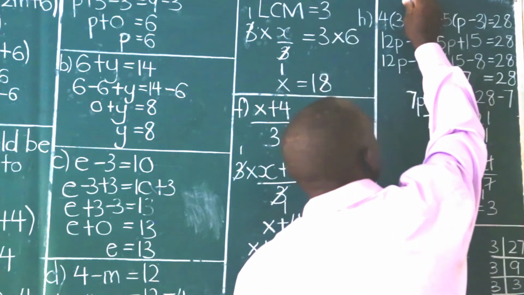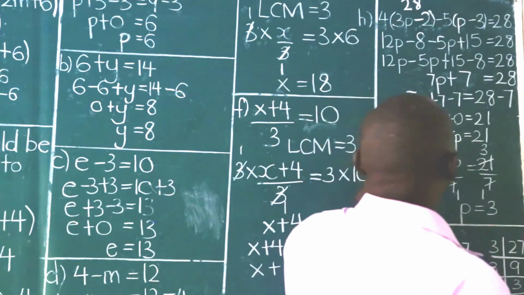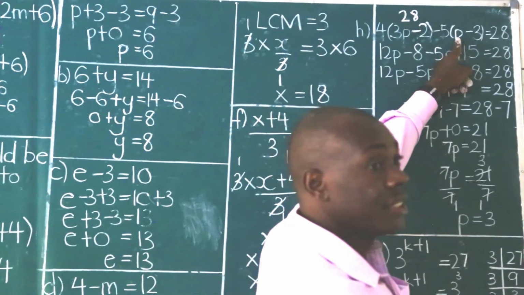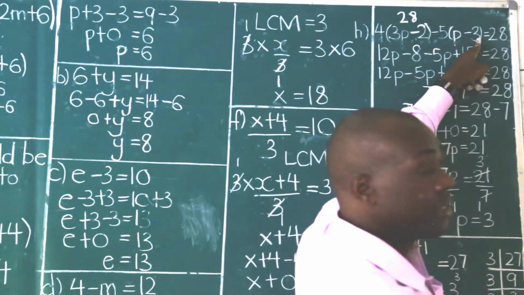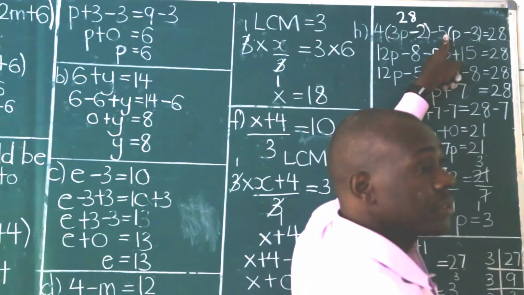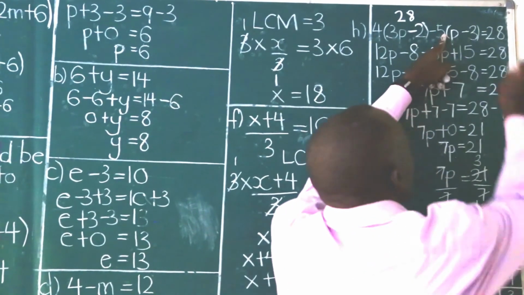Remember, I've got 28 here. We are trying to prove, and remember, it should be right here. And now, p value is 3. 3 minus 3, you get 0. 0 times 5, you get a 0. So this side I've got 0.